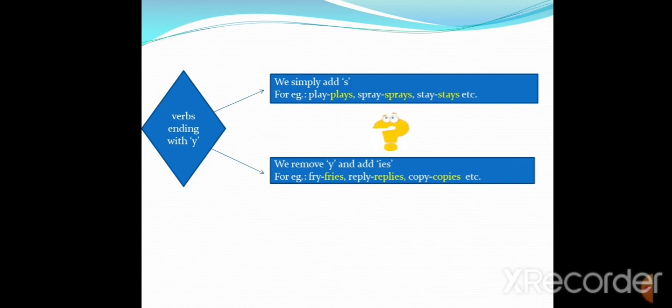Right? So the rule again says that the vowels, I am sure we all know what vowels are: A, E, I, O, U. So if there is a vowel before Y, we add S to it. So for example, you can see in the words play, spray and stay, we have the letter A before Y. So we have just simply added S to it. So play becomes plays, spray becomes sprays.